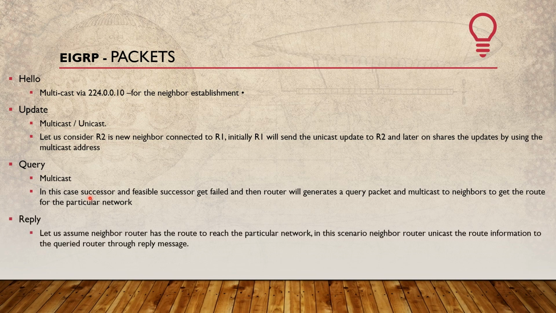The reply. Let's assume the router has a route to reach the particular network. In this scenario, the neighbor router unicasts the route information to the queried router through the reply message. Whenever I send a query, it will be responded to by the requested router with a unicast message. It is a reply for the query.